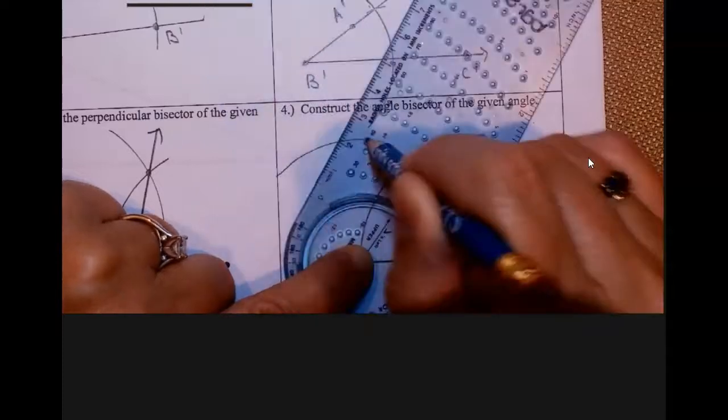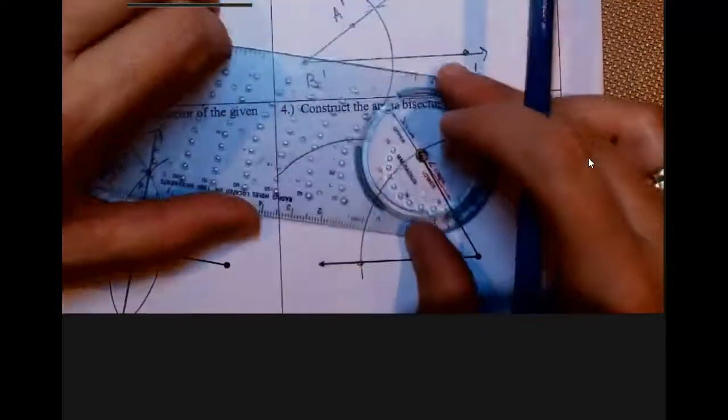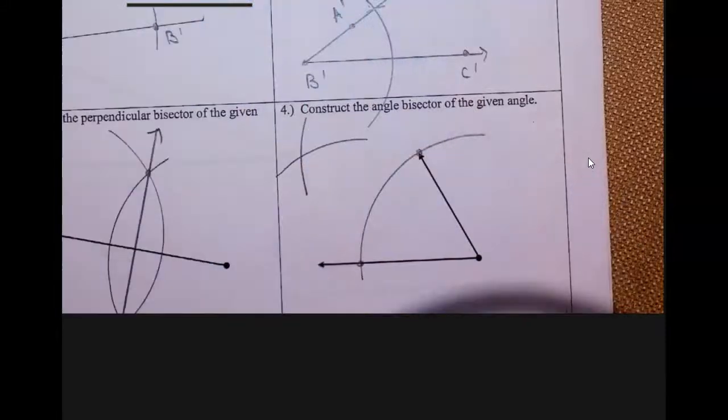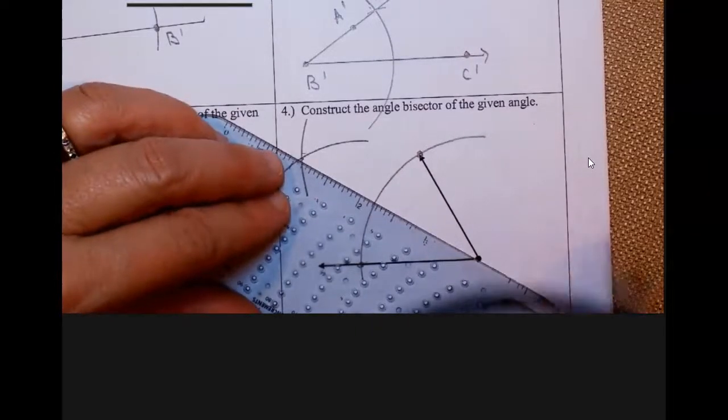Okay, I'm putting my pencil there. I'm going to pick 40 from that left point, and I'm going to pick 40 from that right point. Again, I went here to here 40, here to here 40. There's where they intersect. And now we can draw in that angle bisector.